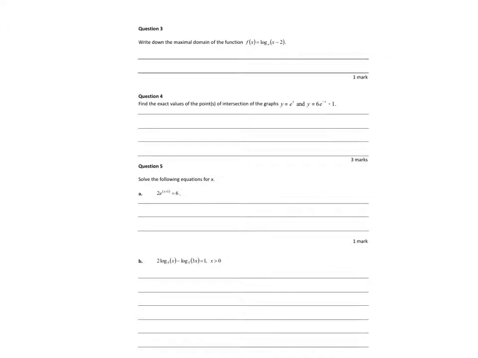Let's keep moving. Write down the maximal domain of the function. So straight away, I need x minus 2 to be greater than 0, so x has to be greater than 2, so my maximal domain is from 2 to infinity. Just thinking, check our brackets, and the natural log of 0 is undefined because that's my asymptote, so it's strictly greater than 2.